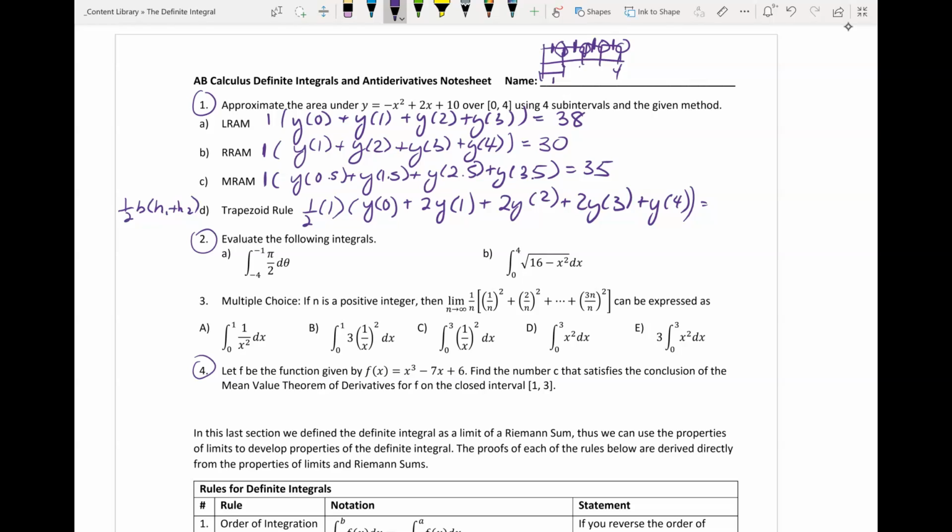You can individually calculate this by plugging your x values into the original function, multiplying by 2 for some of them, and then adding it all together. So this will be 34, and this is the most accurate method. Now you're probably wondering why your LRAM is larger than your RRAM in this case. It's mainly because we have an upside down parabola. If we had a right side up parabola, your LRAM would usually be smaller than your RRAM.